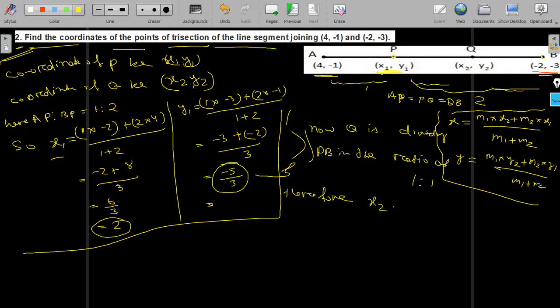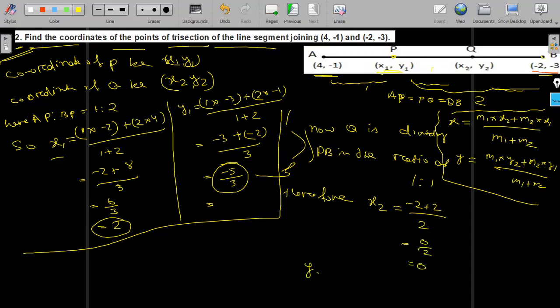Therefore x2 is equal to, here m1 is 1 and m2 is 1, so the formula will be x2 plus x1 simply. So x2 is here minus 2, and x1 we have got 2. So minus 2 plus 2 divided by 2, which will be equal to 0 by 2, which is 0.